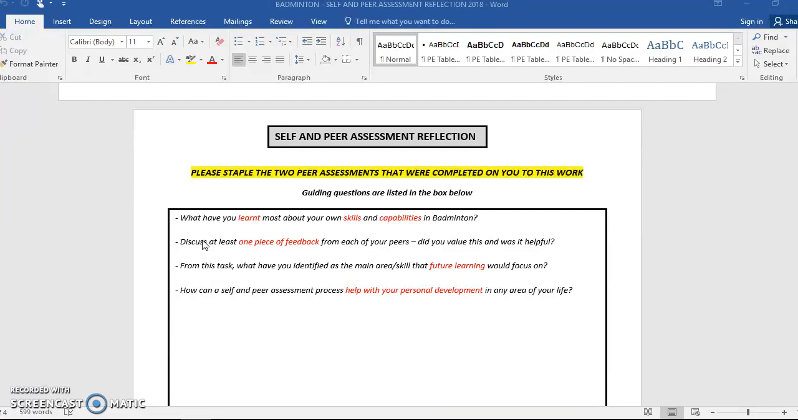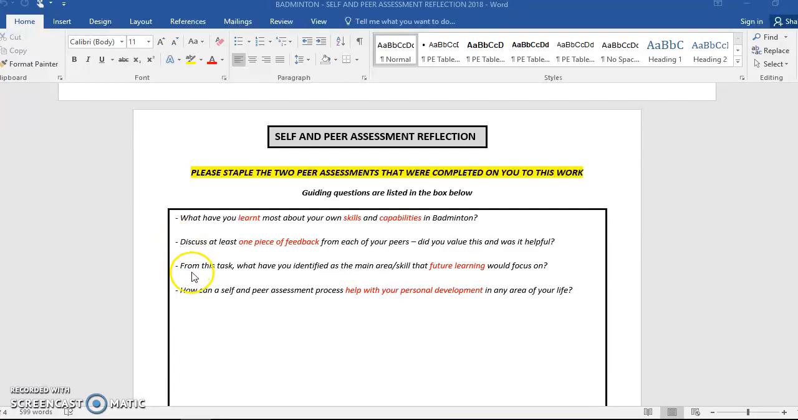Number 2, discuss at least one piece of feedback from each of your peers. Did you value this? Let's say John and Katie have done a peer assessment on you. I want you to tell me one thing that John has said about your badminton skills, one thing that Katie has said, and then tell me whether you valued this feedback. Was it given in a positive, constructive way? Was it a criticism? Was it very wishy-washy? Was it just like, you're good at serves? Tell me whether you valued this and thought it was helpful to you, because not all feedback is helpful if it's not delivered in the right way.